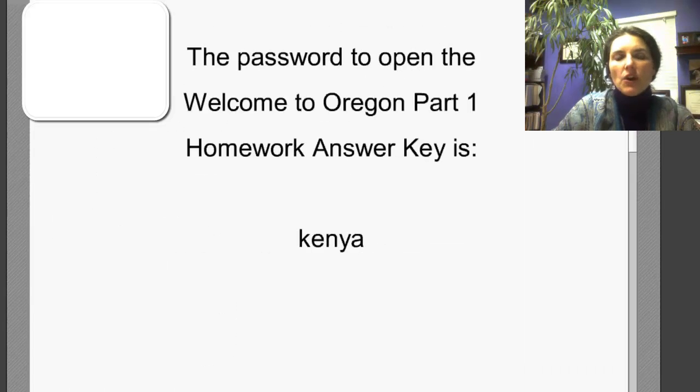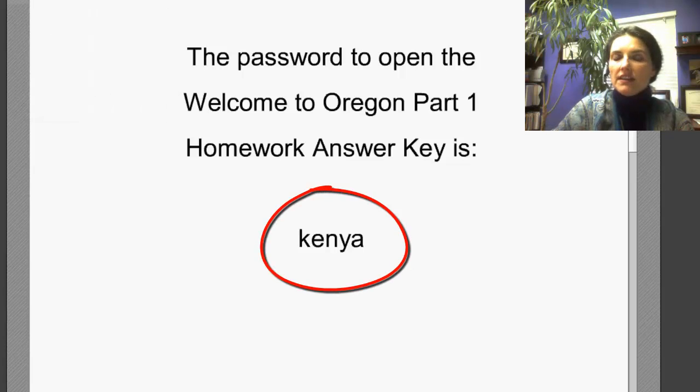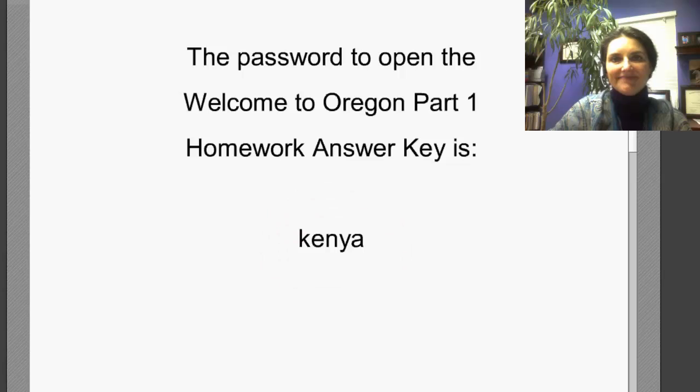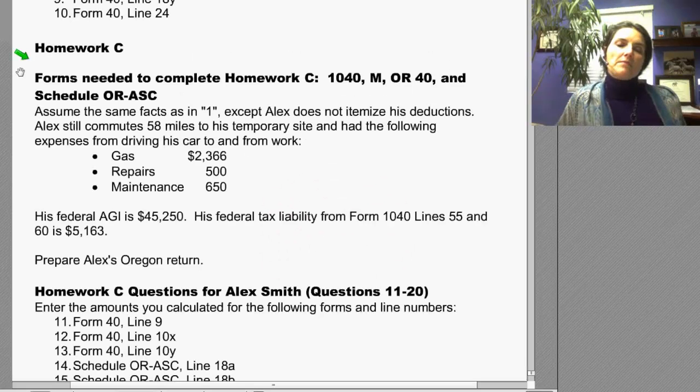And the password to open the Welcome to Oregon Part 1 homework answer key is Kenya. Please complete homework assignments B and C at the end of your student manual. And after you're finished those assignments, you can read up on the Oregon Additions and Subtractions reading assignments. And then when you are all finished with all of that, I'll see you again at Part 3 of Welcome to Oregon. Bye-bye.